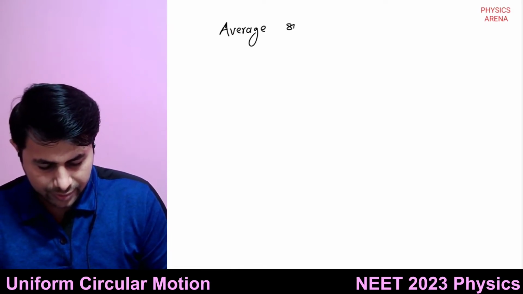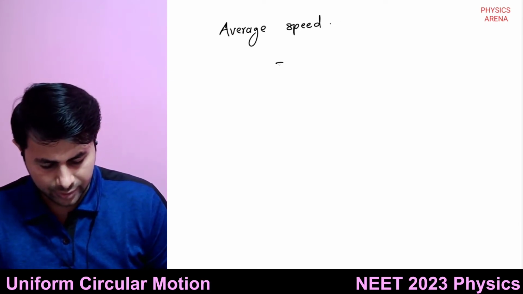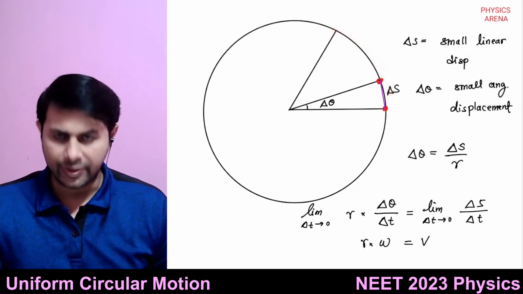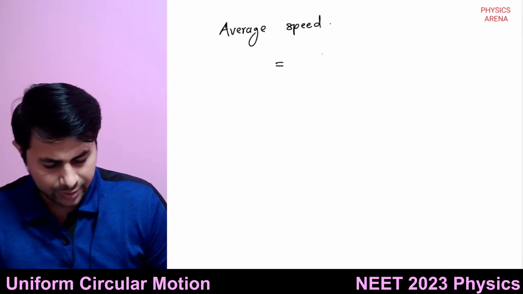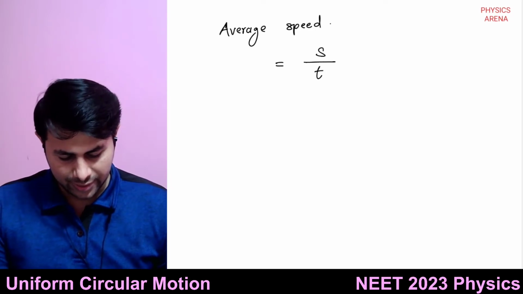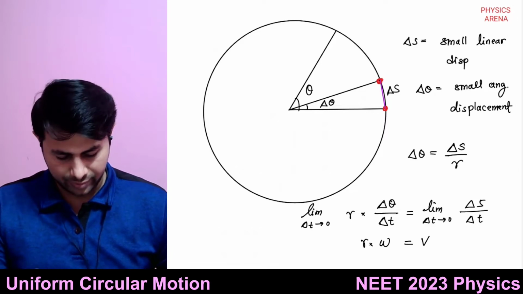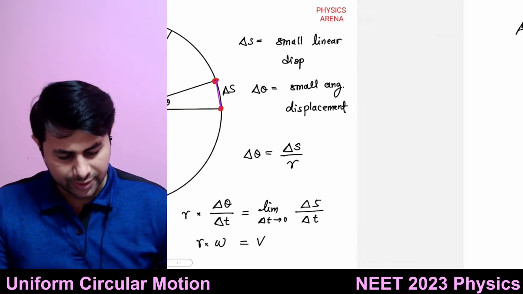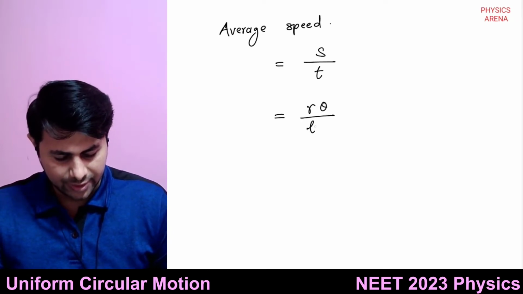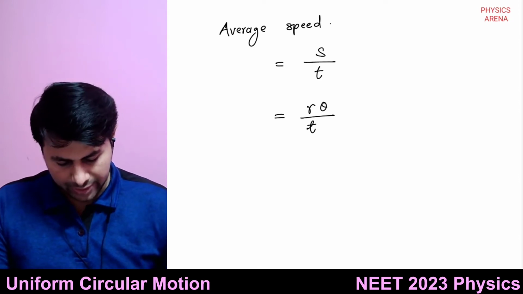Average speed is equal to the length of this arc divided by time, so s upon time. Suppose this angle is theta. From here to here, the angle is theta. So I can write this as r multiplied by theta divided by t. This is average speed, and theta by t is what?